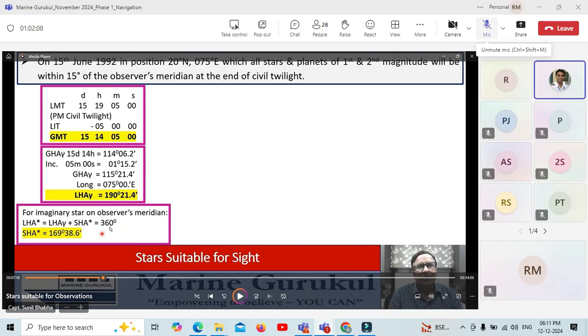Sir, where do we get the LMT, sir? That's why I'm looking at the nautical almanac, sir. Okay, beta, go to the date 15th June and look for end of civil twilight in the PM. The latitude is 20 degrees north, so have a look there. Did you get the time, beta? Under civil? Yes, yes, sir. Yes, I got it. Okay, great.